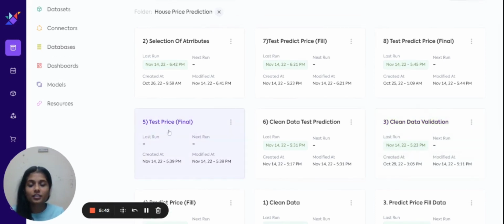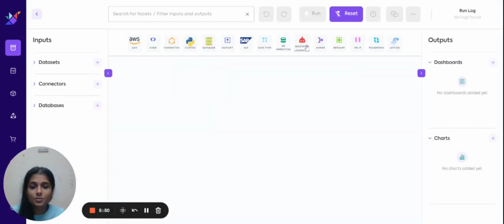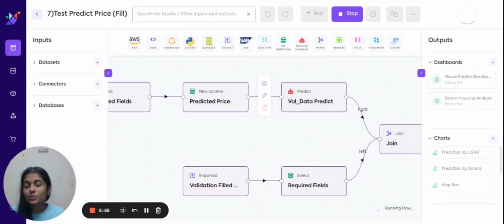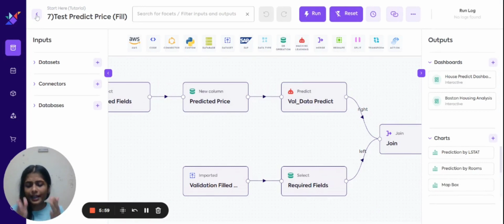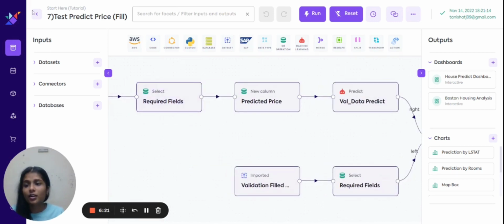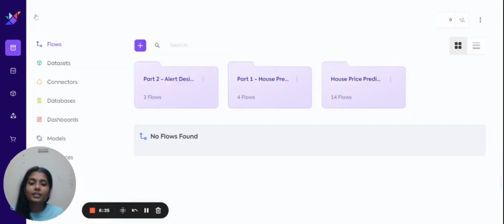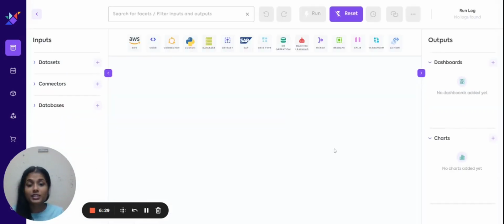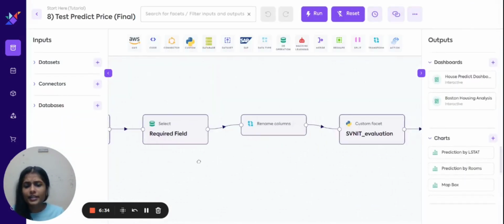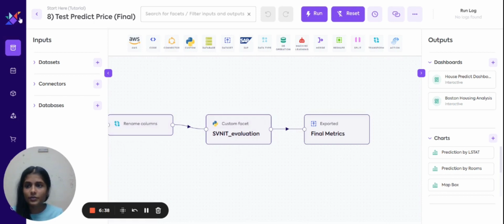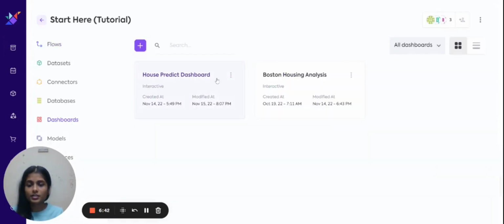So we finally had the SVNIT evaluation run also, and after that, I would like to explain what we did with test predict. The data cleaning process was the same, but as observed, the data had a missing size value, which was used in the train model initially. So we changed the training of the model, because that would have impacted the test predict price. Then we came again here, chose the required fields, and imported the data that was given to us. Finally we had our predicted price, which we chose in the SVNIT evaluation, and we have the results here in the final matrix. Finally, I would like you to see our dashboard.